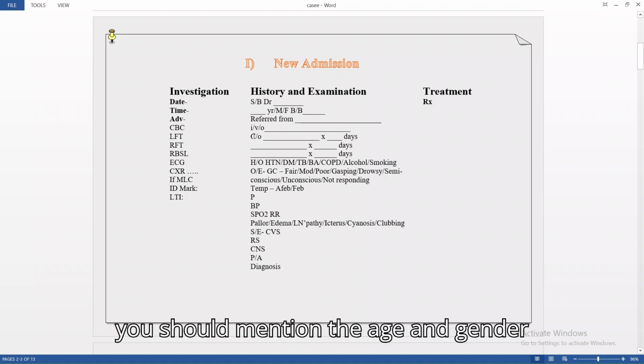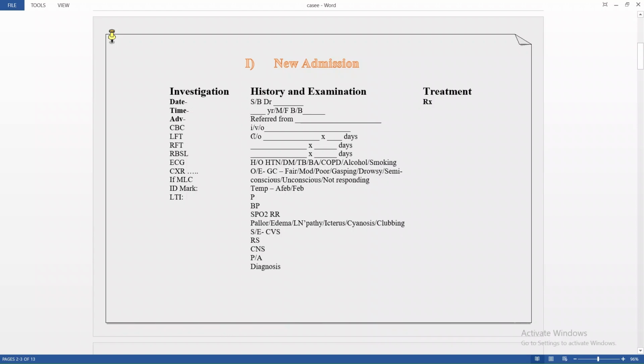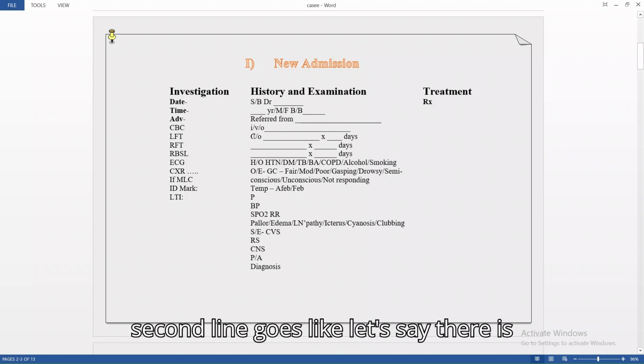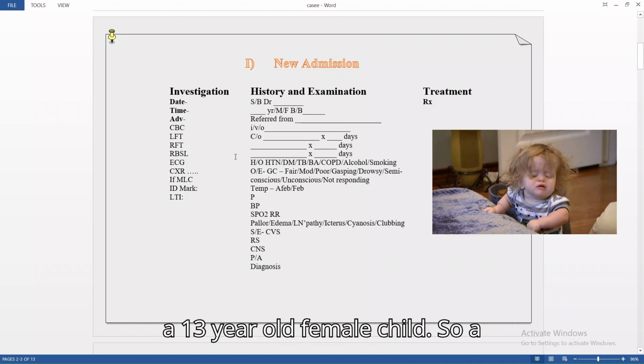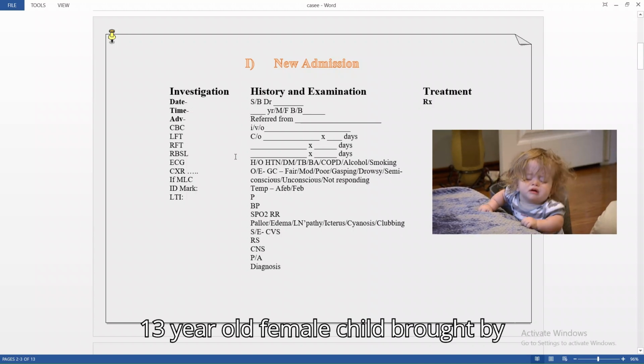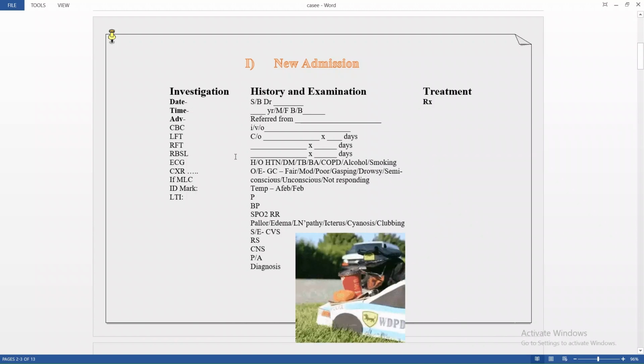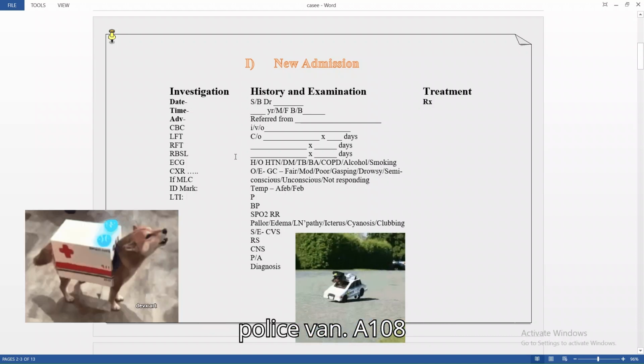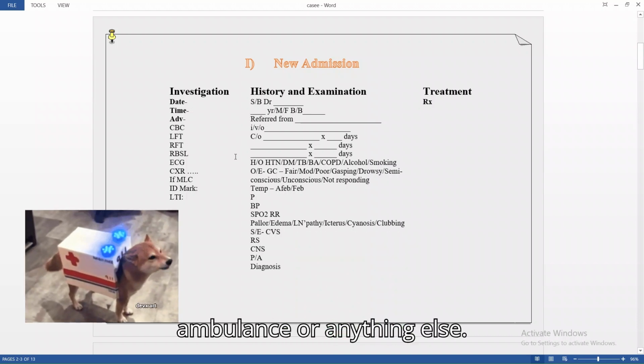In the next line, you should mention the age and gender and with what mode of transportation he used to visit the hospital. B by B is the abbreviation for brought by. So the second line goes like, let's say there is a 13-year-old female child. So a 13-year-old female child brought by either a private vehicle, a police van, a 108 ambulance or anything else.